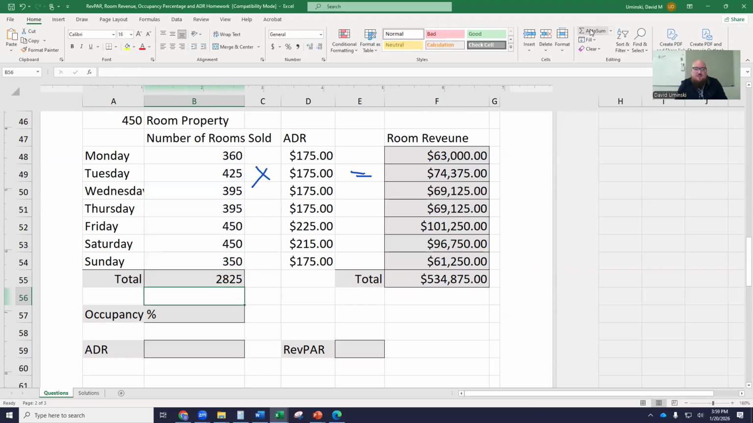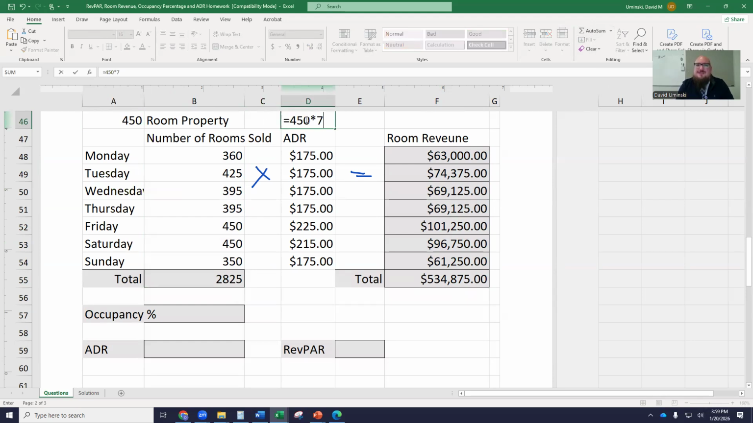Then I sold 2,825 rooms. Okay. Now keep in mind, this is for a week. So if there's a week and we have 450 rooms, we have to do 450 rooms times 7 days. So that means my total rooms that I have for that period is 3,150. That's going to be important here in just one moment.